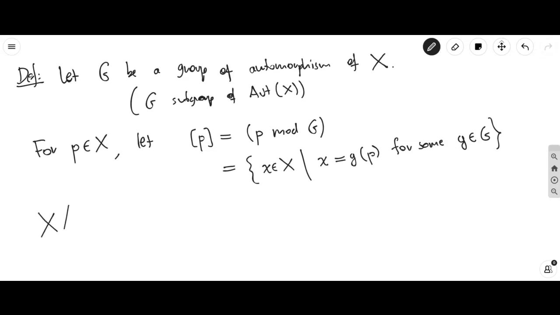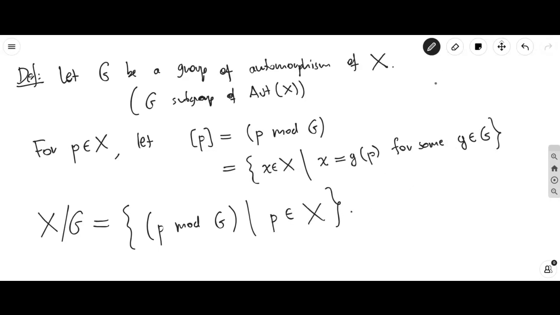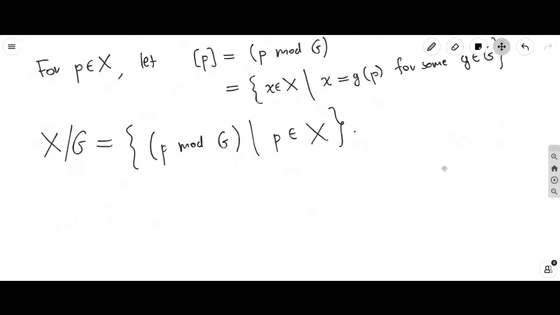And then you define X mod G to be the set of P mod G, where P is something in X. Okay. So you call this the quotient of X mod a subgroup G.